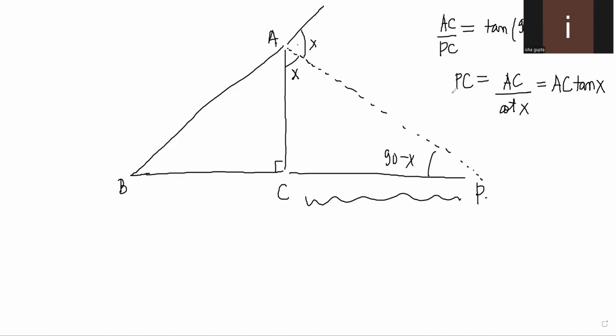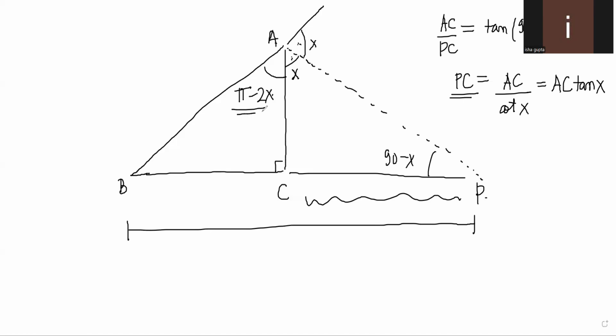Now we look at the big triangle and we want to find PB also. These two angles are 2x, so this angle must be pi minus 2x, right? And the overall angle here becomes pi minus x, obviously.